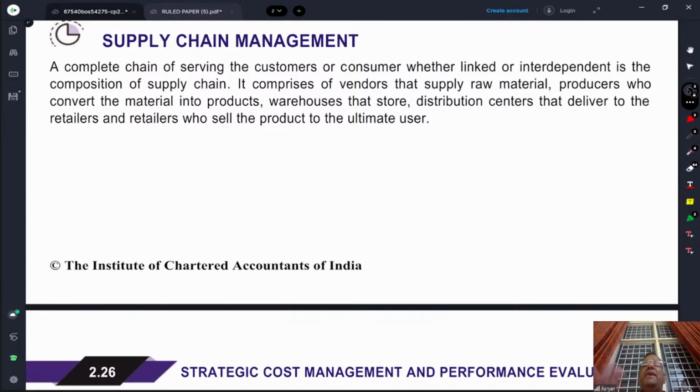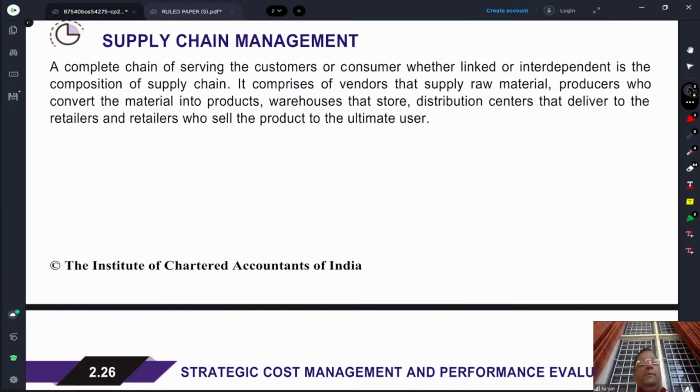It consists of vendors that supply raw material to me. As a manufacturer, I convert that raw material into the finished product. My warehouse that store the finished goods. My distribution channels that deliver to my retailer and finally to the consumer. All this will be covered under the head supply chain management. You have to manage your supplier, you have to manage your factory, you have to manage your warehouse, you have to manage your distribution center. Then only you can compete in this competitive world.